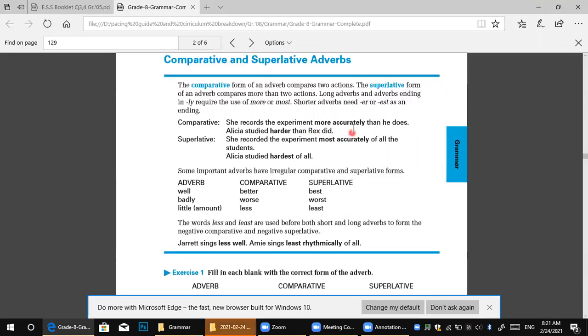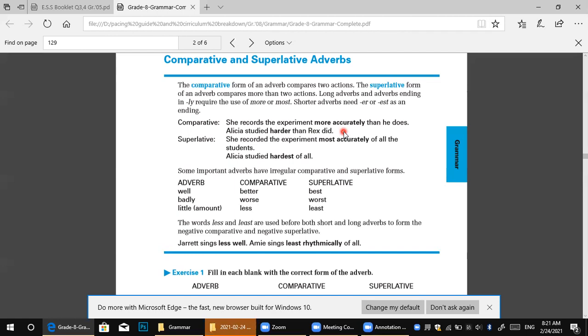Again, here: He records the experiment more accurately than he does. In more accurately, the adverb accurately describes what? It describes the experiment. So accurately modifies the experiment. Because I tried to make the comparative, I add more before the long adverb. Accurately is a long adverb, so we have to add more before it for the comparative.